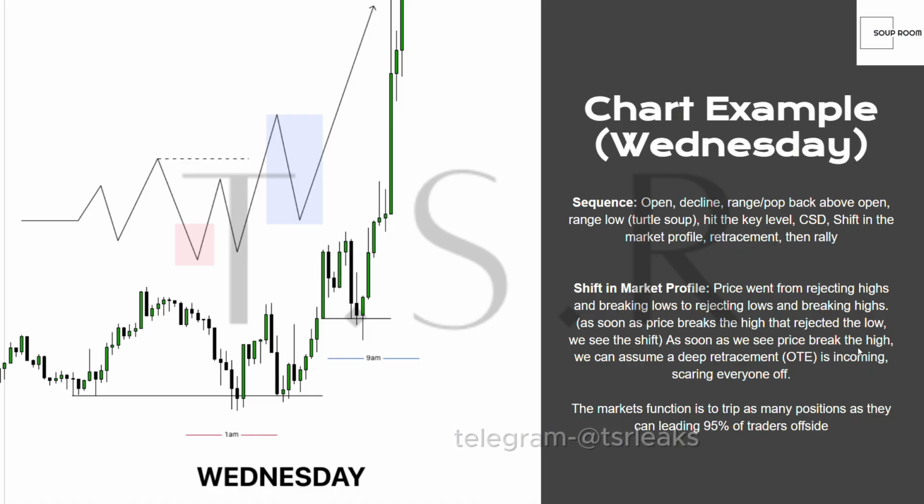As soon as we see price break the high, we can assume a deep retracement, known as the OTE, is incoming, which happens right here. This scares everybody out, and the second leg then begins. Recognize the CRT during the OTE right here. I am pointing it out again so you don't forget to study it. The market's function is to trip as many positions as they can, leading 95% of traders to be offside.